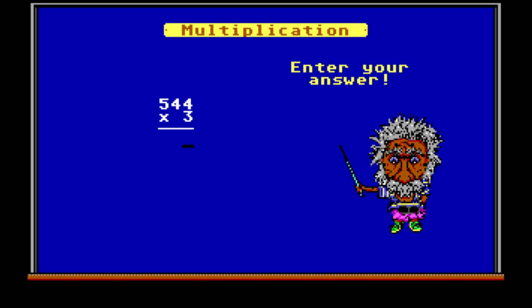544 by 3. A little bit tougher, this one. Try to break it down if you can and come up with 1632. Again, times 10, 6180.